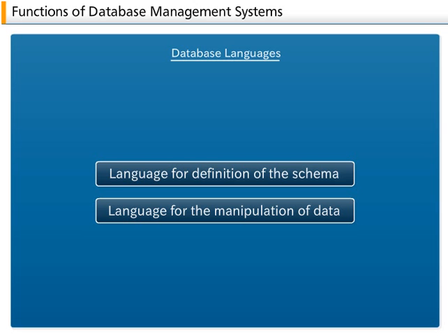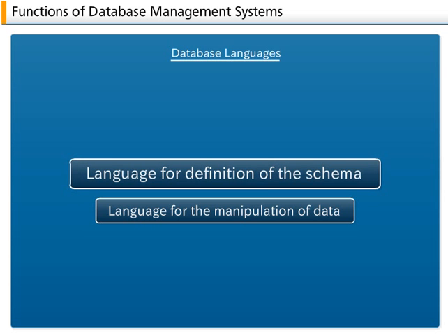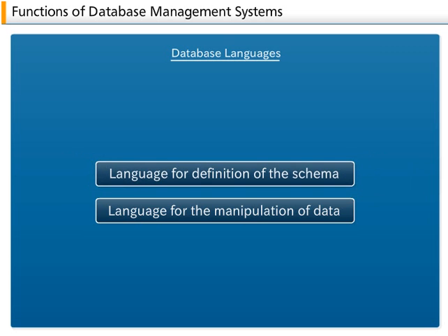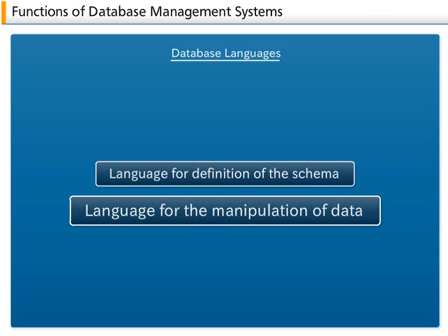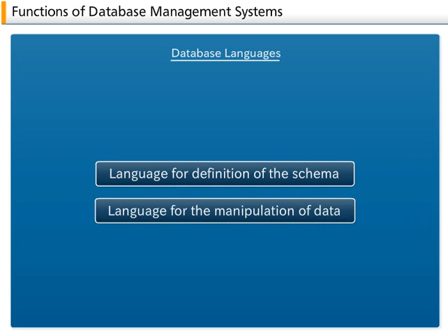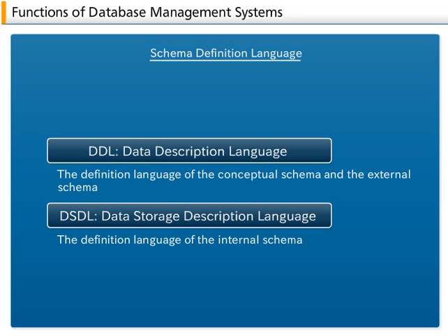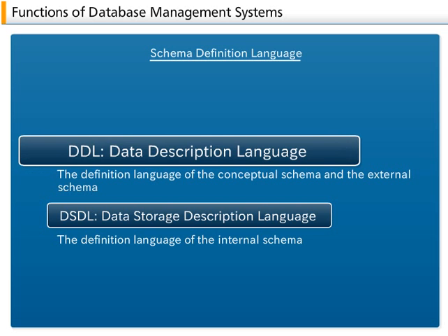Two, database languages. Database languages are divided into two types of languages. One is used to describe the definition of the schema and the other is used to manipulate data. A. Schema definition language. The definition language of the conceptual schema and the external schema are generally referred to as DDL, data description language.